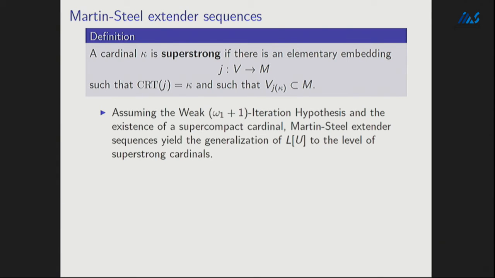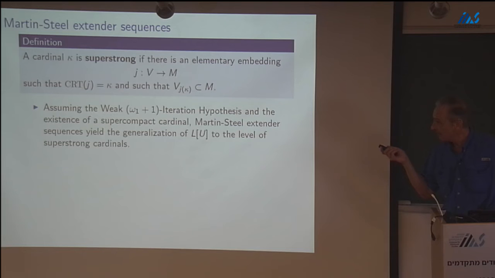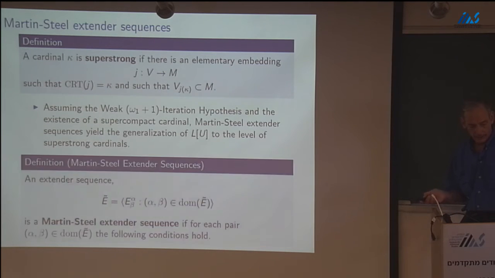A cardinal is super strong if there's an elementary embedding J from V into M whose critical point is kappa, such that V of J of kappa is contained in M. So the strength of this extender is where the critical point goes. Assuming the weak omega 1 plus 1 iteration hypothesis, that's why I talked about iteration trees, and the existence of a supercompact cardinal, Martin-Steel extender sequences yield a generalization of L[U] to the level of super strong, so I need to define these.